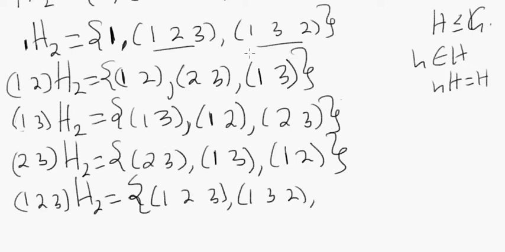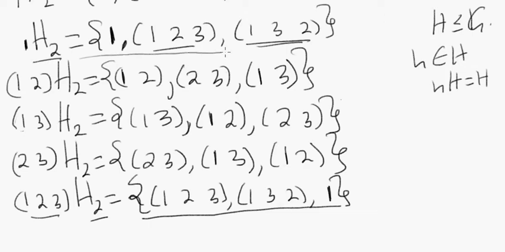1, 2, 3 times 1, 3, 2 is 1 because you saw that 1, 3, 2 was the inverse of 1, 2, 3. So we just have 1. Notice that this coset 1, 2, 3 H2 is exactly the same as the coset H2, is exactly the same as just H2.